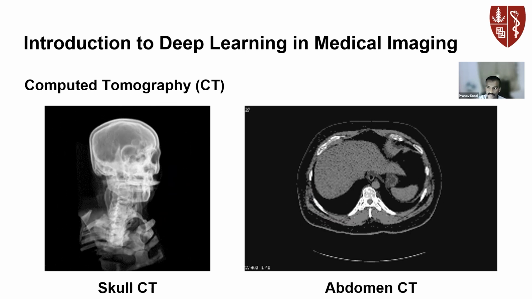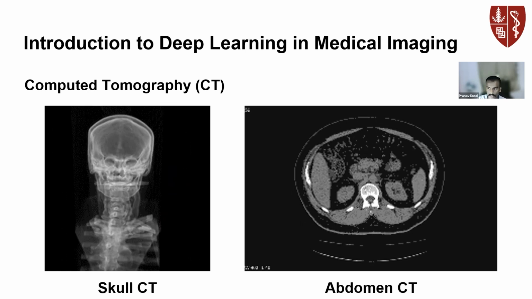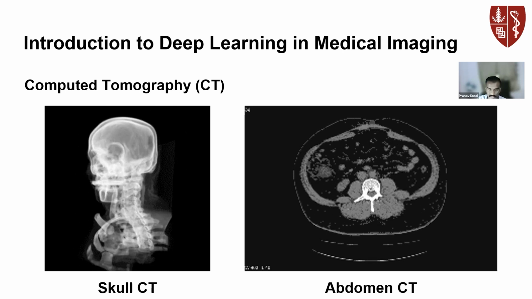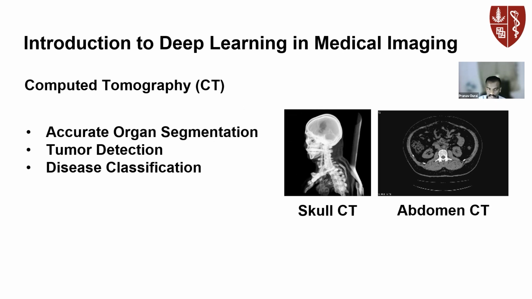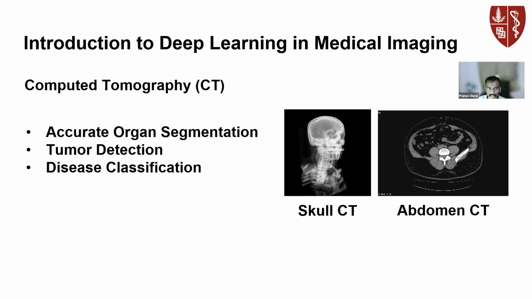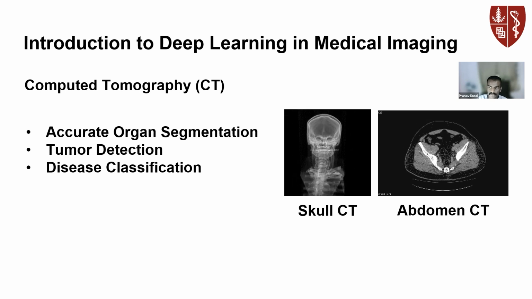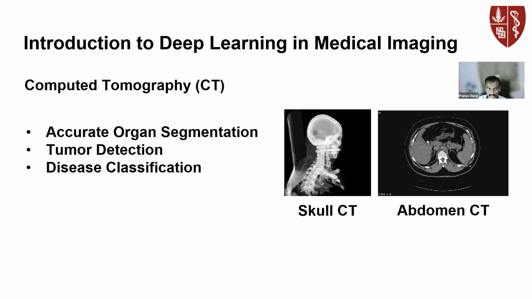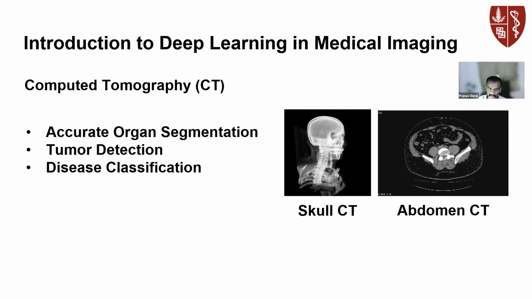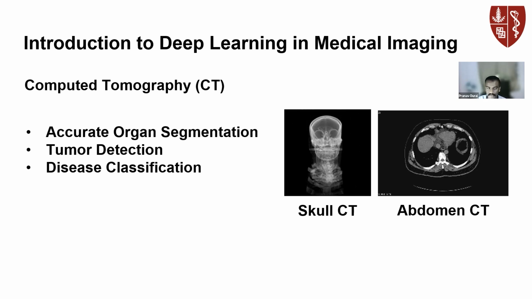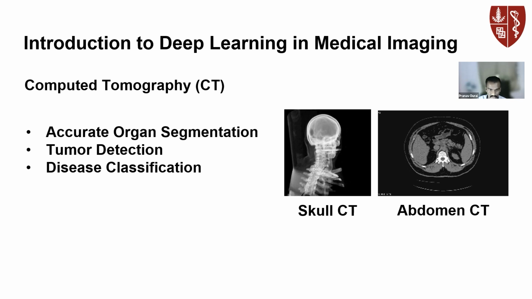So what are the different kinds of computer vision techniques you can apply for this modality, right? The first thing is that you can do accurate organ segmentation on CT, right? And the second thing is that you can also do tumor detection using CT. And the third thing is that you can also do disease classification using some kind of classification algorithms, right?